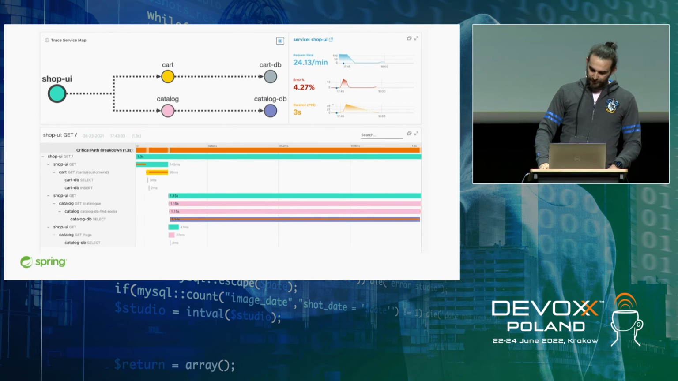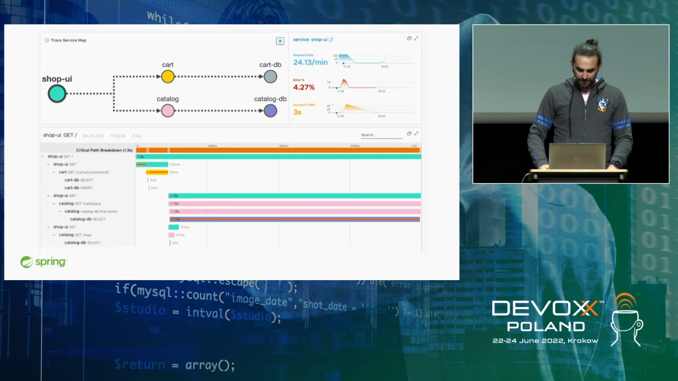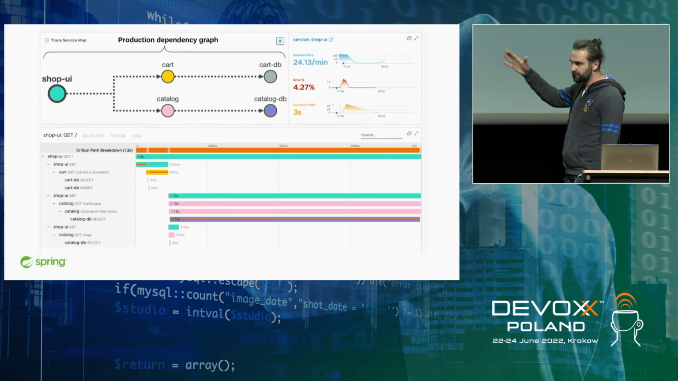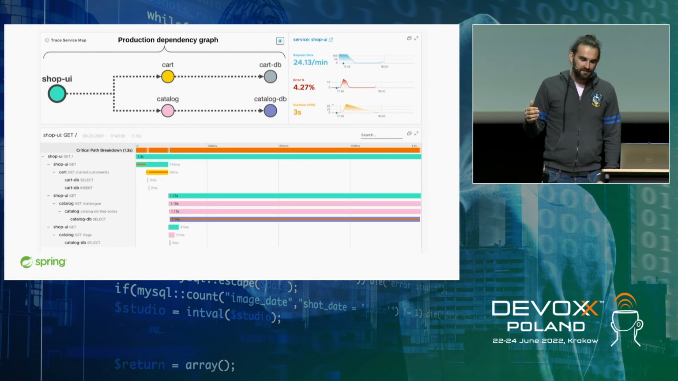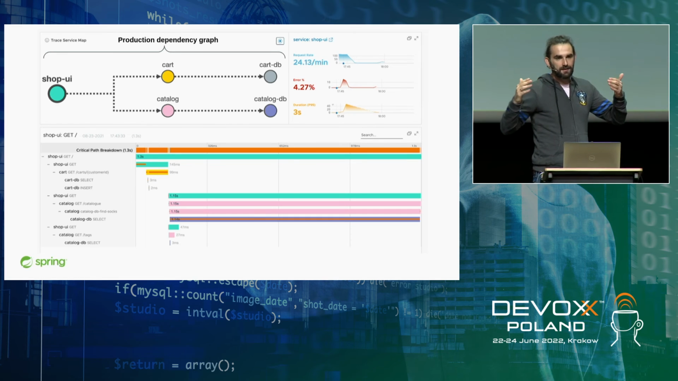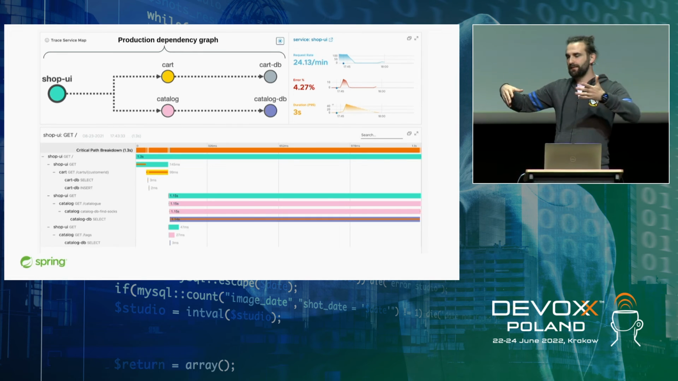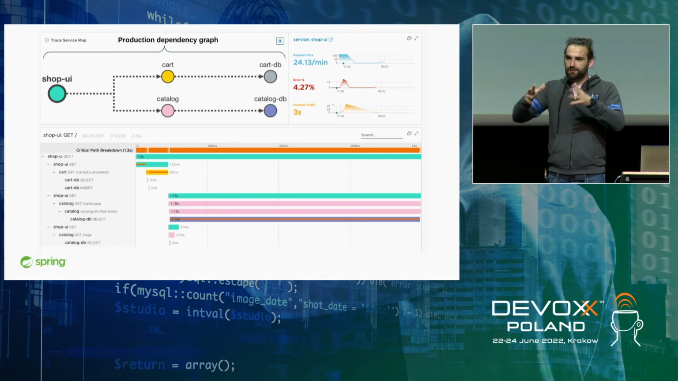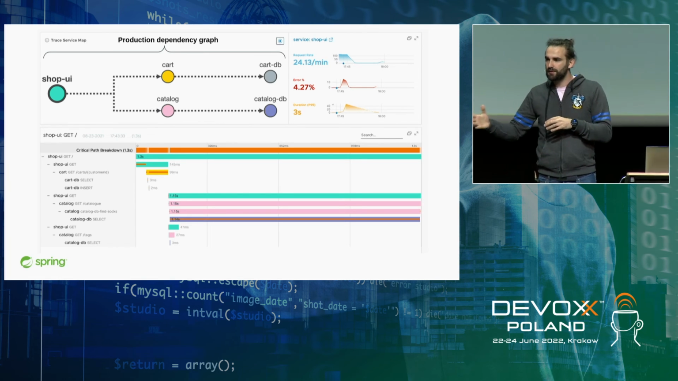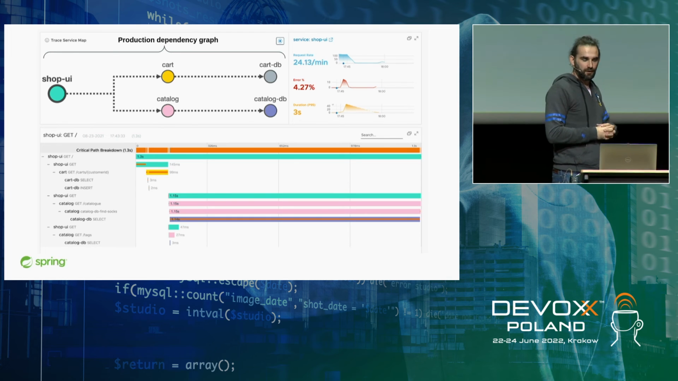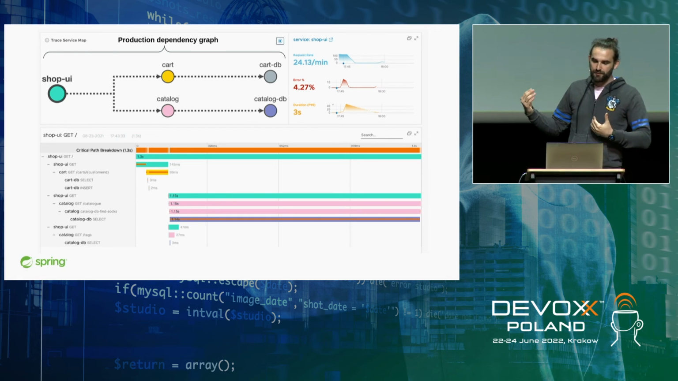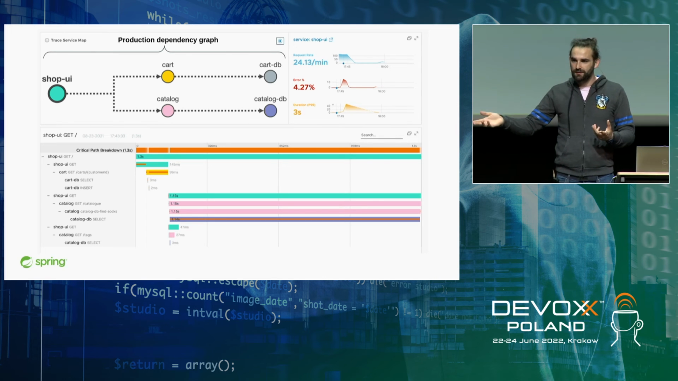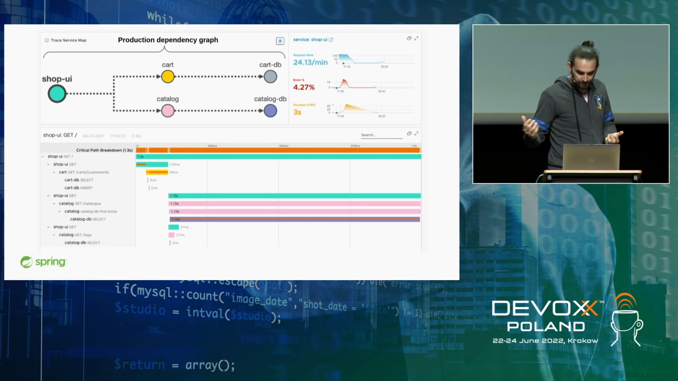Here you can see a screenshot from VMware Tanzu Observability by Wavefront. Here you can see the production dependency graph. All the tools for tracing analysis can do it: from production, you can build the graph of, let's say, dependencies between your apps, like who is calling whom, how often, and how many errors there are, for example. So here we can see from production that the shop UI is calling cart and catalog, and cart is calling the cart DB, and catalog is calling catalog DB.